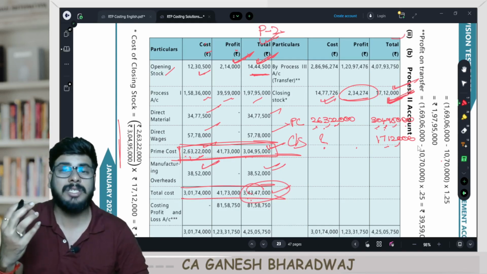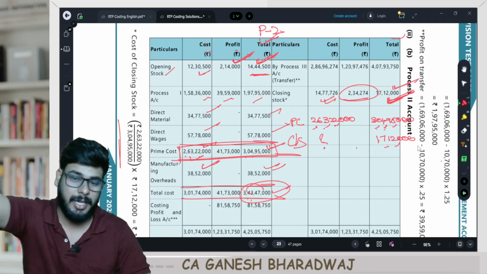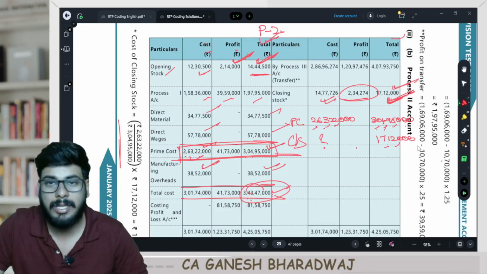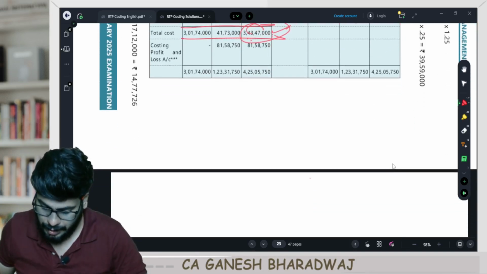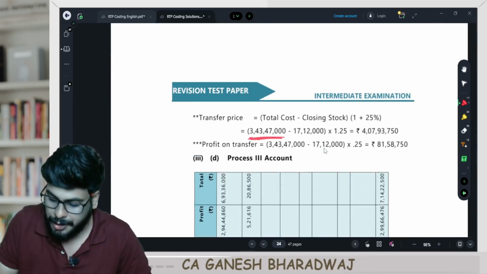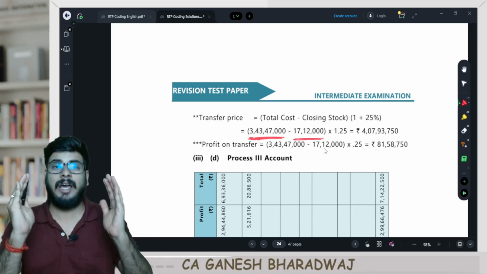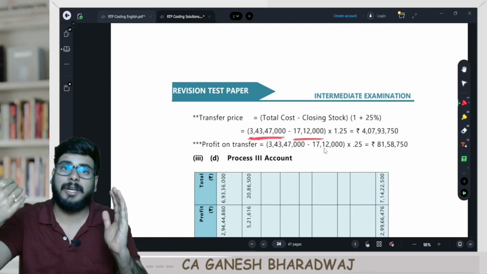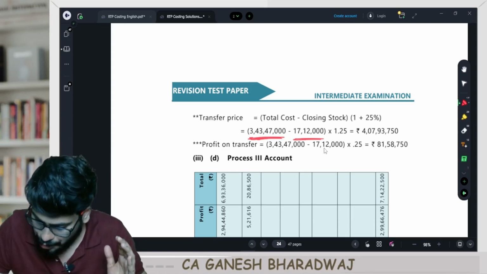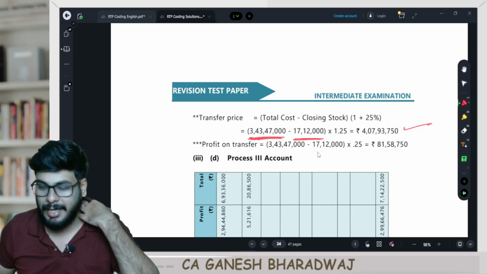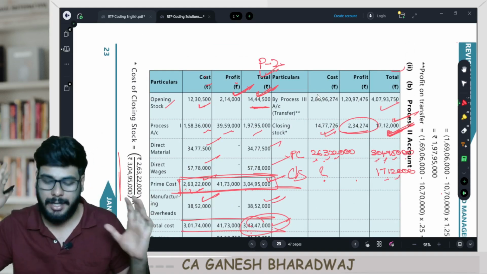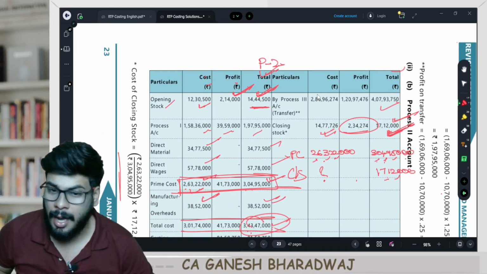So technically speaking, what is the total cost from the perspective of the process? What is the total cost value of the goods being transferred to the next process? It is going to be 343,47,000 minus 17,12,000. Look at this, this is what they have mentioned here. This is the cost of the process, but they are not going to transfer it at cost. They are going to add a markup of 25%, that is, multiply by 1.25. They arrive at 4,07,93,750. That is going to be the total value of the output getting transferred to the next process, process 3. Are you clear with this?